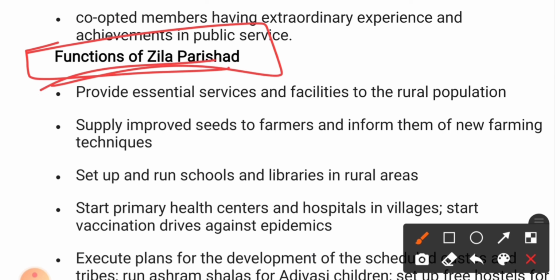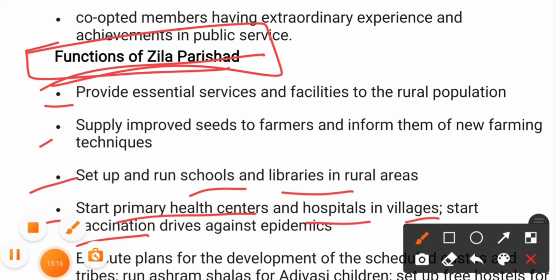Next, we have the functions of Zila Parishad. Let's see the functions. First one, it says provide essential services and facilities to the rural population, supply improved seeds to farmers and inform them of new farming techniques, set up schools and libraries in the rural areas, start primary health centers and hospitals in villages, vaccination drives, etc.